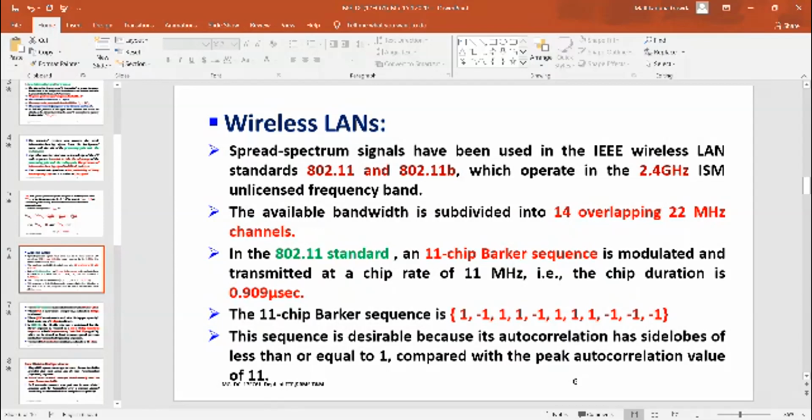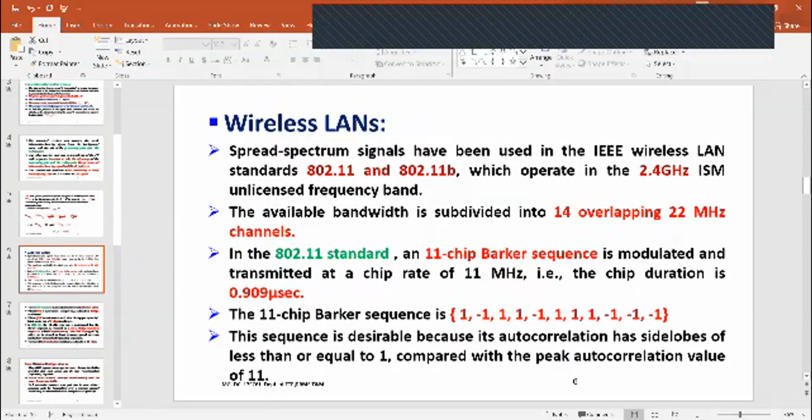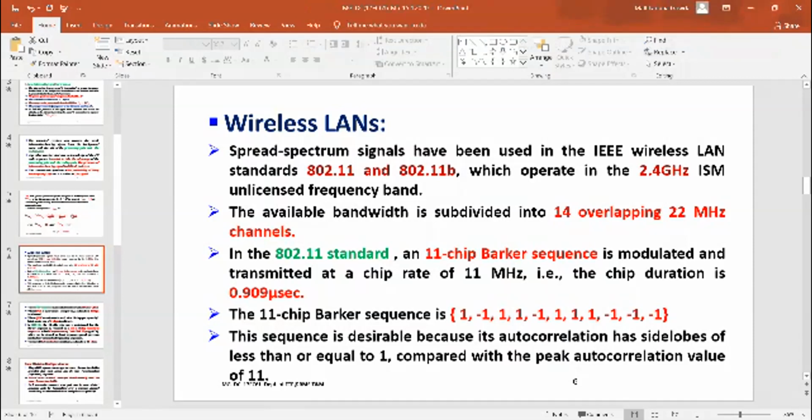The 11 chip Barker sequence used is: 1, minus 1, double 1, minus 1, triple 1, then triple minus 1. This particular sequence is used because the 11 chip Barker sequence has an autocorrelation with side lobes of less than or equal to 1, compared with the peak autocorrelation value of 11. I will come back to autocorrelation later.